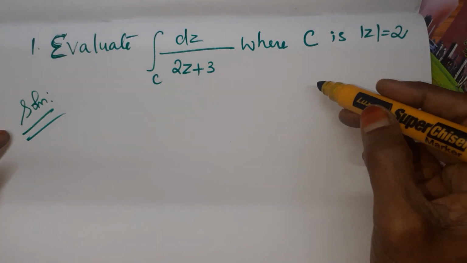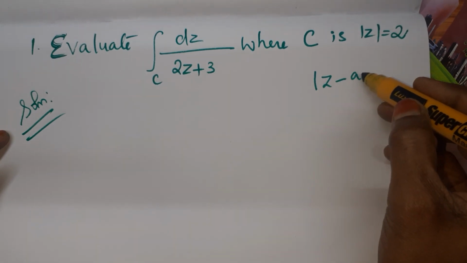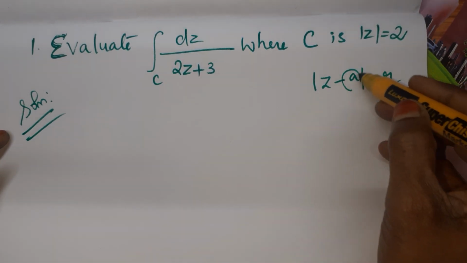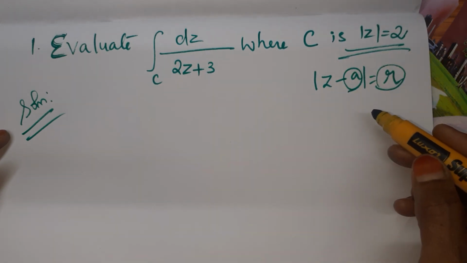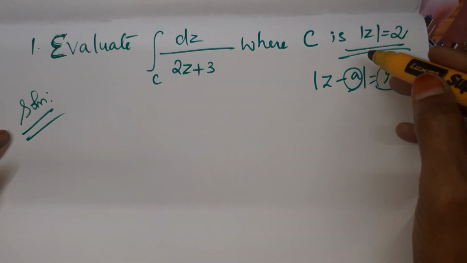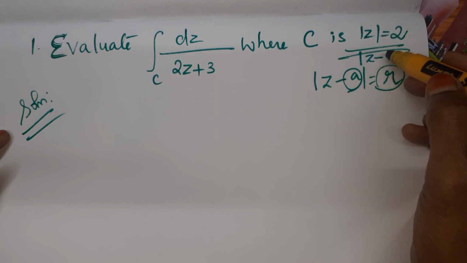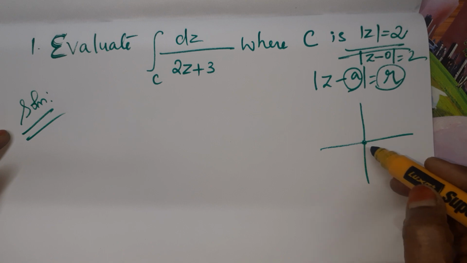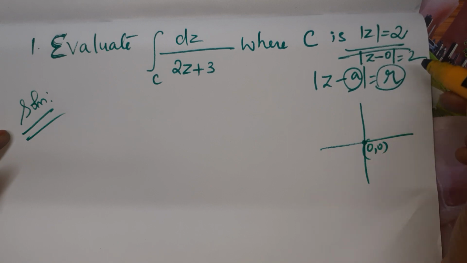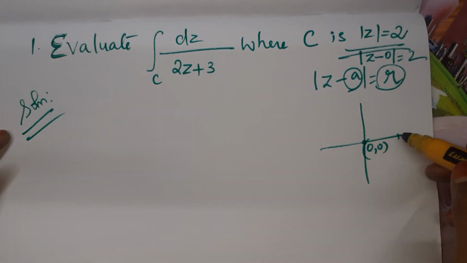Generally, the equation of a circle is modulus of z minus a equal to r, where a is the center and r is the radius. Here the given equation is modulus of z equal to 2. Modulus of z equal to 2 can be written as modulus of z minus 0 equal to 2. So the center is 0, 0, the origin, and the radius is 2, meaning the length of the radius is 2.